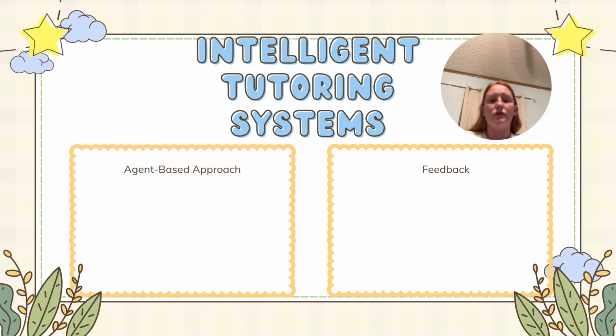Intelligent tutoring systems should have two things. One, an agent-based approach, and second, feedback. So first, an agent-based approach. This means that there should be an animation or something that shows gestures and emotions and having interactive dialogues to make it more engaging and for students to better comprehend the learning that's taking place. And then there should be the opportunity for feedback that is direct and explicit.